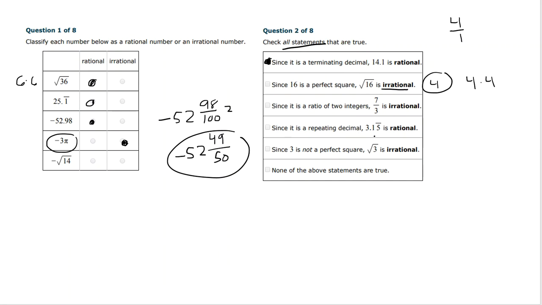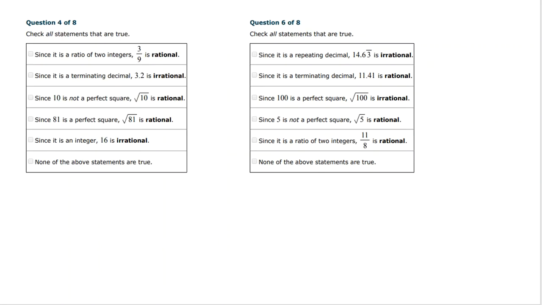Since it is a repeating decimal, 3.15 is rational. Okay, that one's true. Terminating decimals or repeating decimals, those are considered rational numbers. Okay, the next one. Since 3 is not a perfect square, square root of 3 is irrational. This is also true, okay? There is nothing that you can multiply by itself to get to 3. And when you find the square root of 3, you're going to see that it is a decimal that never repeats and never ends. Okay, so there were a few of these that we needed to check. Okay, let's go to the next question.